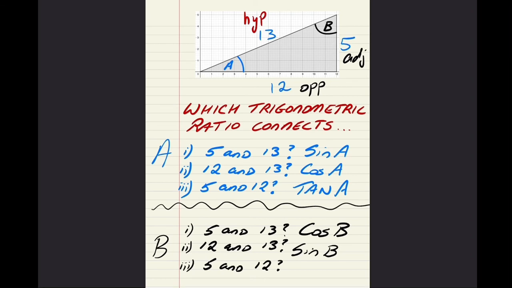And the final one, 5 and 12. 5 is adjacent. 12 is opposite. We don't have an adjacent and opposite, but we do have opposite and adjacent. And opposite and adjacent is tan B.